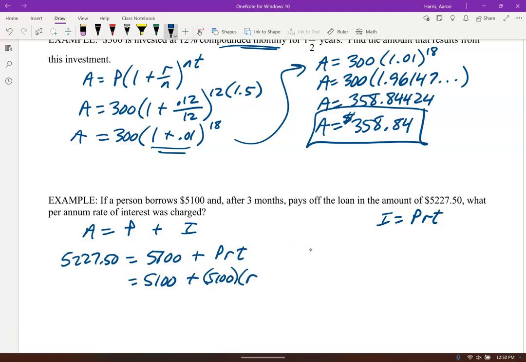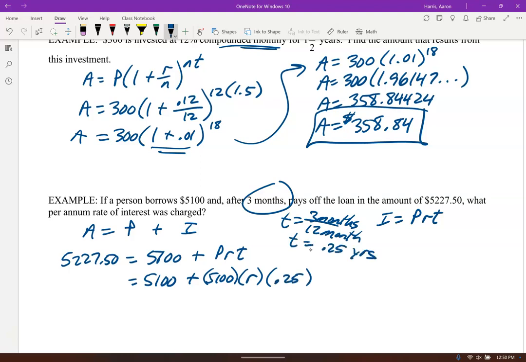Principal is $5,100. We don't know the interest rate. We're trying to solve for that. We paid it off in 3 months. This is our time in years. Well, 3 months over 12 months is a fourth of a year, 0.25 years, right? So we got 5,100 plus 5,100 times 0.25 times R, and 5,100 times 0.25 is 1275.